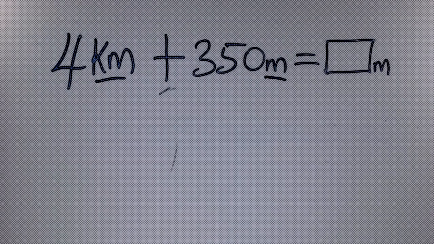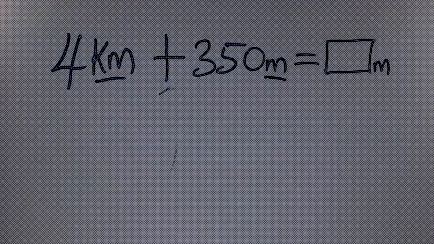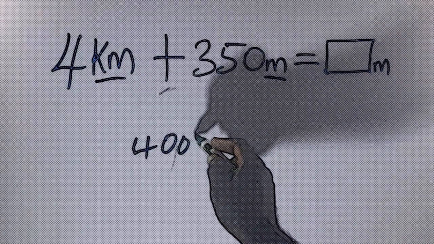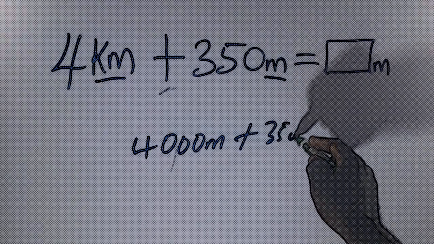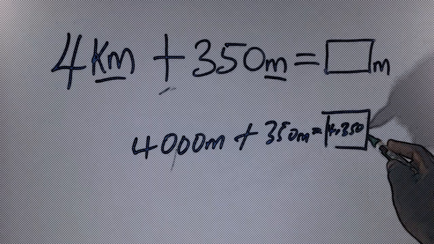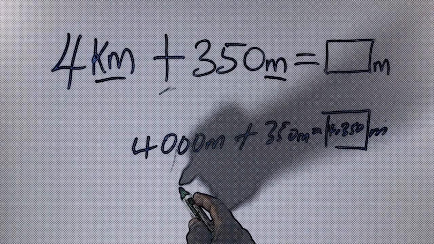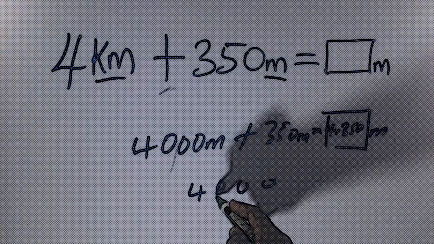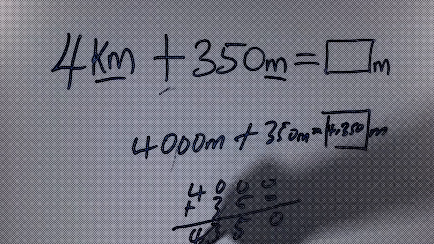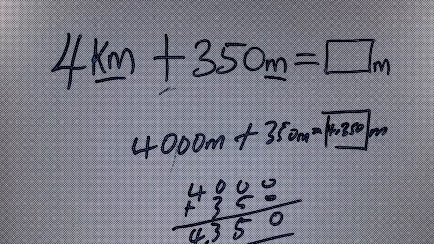So to solve the problem, we must convert 4 kilometers to meters. How many meters can we get from 4 kilometers? We get 4,000 meters, because 1,000 meters is 1 kilometer. So we have 4,000 meters plus 350 meters equals 4,350 meters. If you add, you arrange it 4,350, put your plus here, 0, 5, 3, 4. Then we have 4,350, our answer in meters.